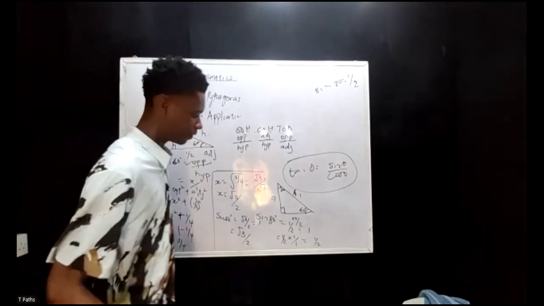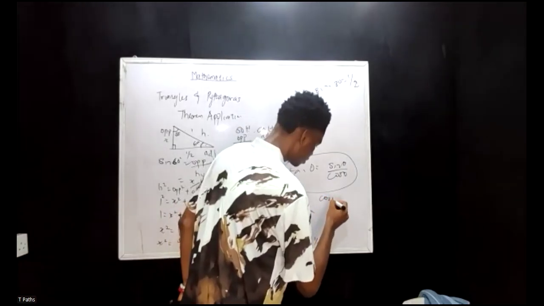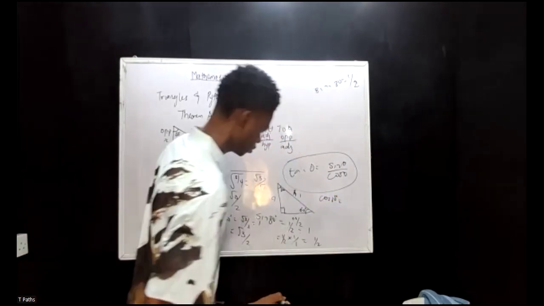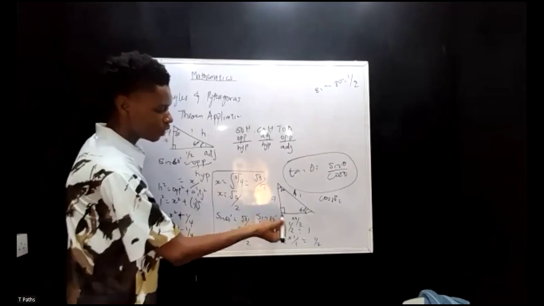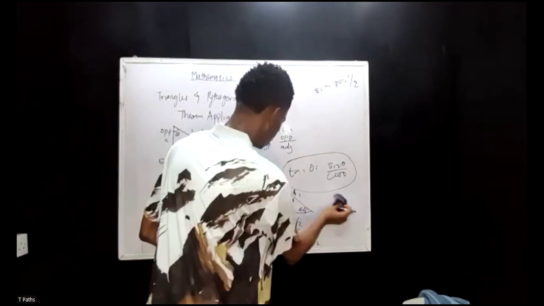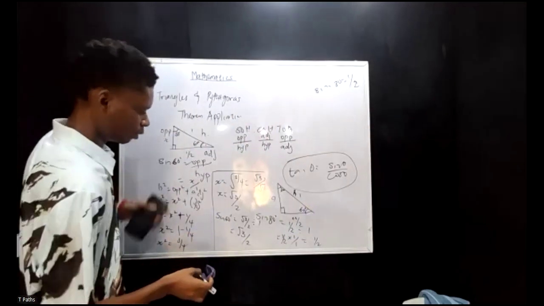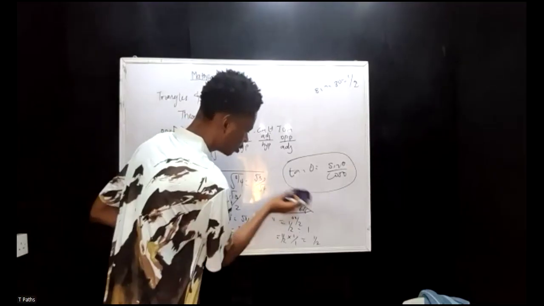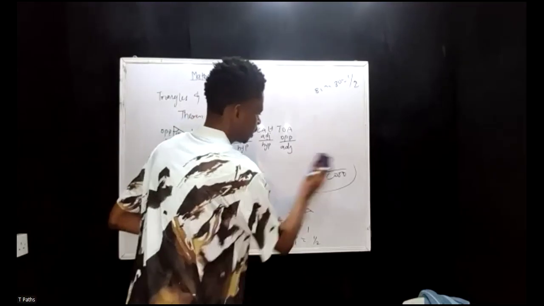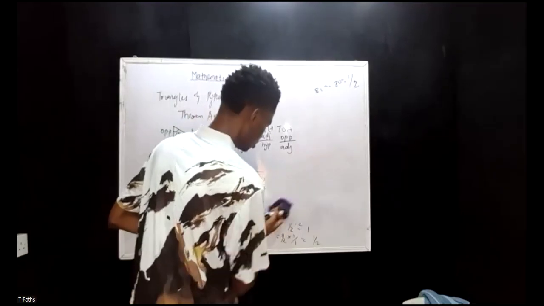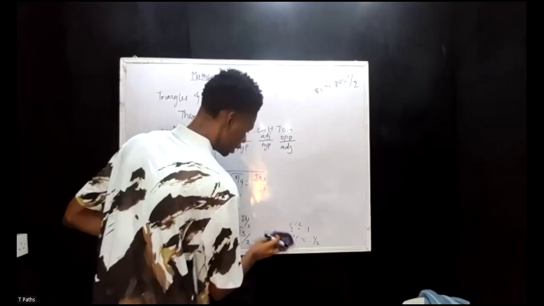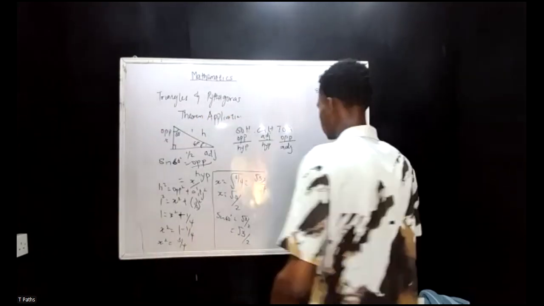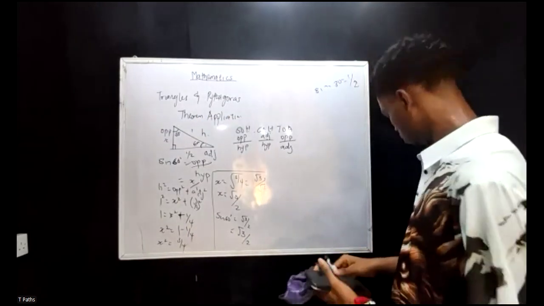So we have cos 30 degrees is equal to adjacent over hypotenuse. Or let me use this example from here since I've calculated the value of my opposite. So I'll continue from here. If I'm too fast, just let me know so I can slow down the tempo. All right.